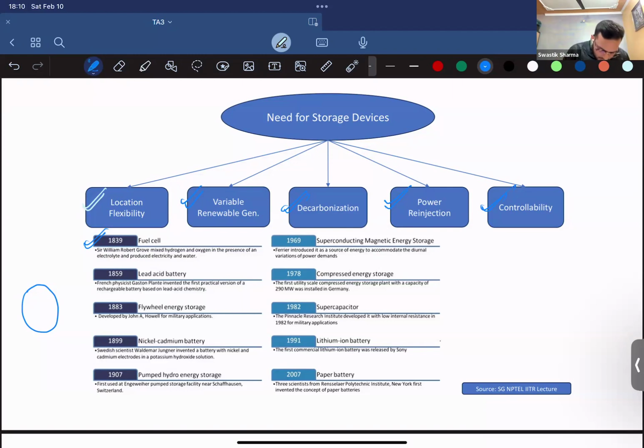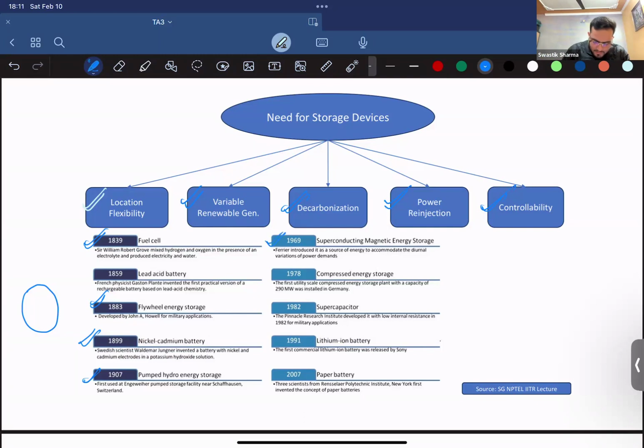Then we went on to make nickel cadmium batteries. Then we started with pumped hydro energy storage. That's what we were discussing at the end last time. Pumped hydro storage are those energy storage mechanisms where you can pump water back to the reservoir when the generation is more, so that it acts as a load, and when generation is less, it can run it through the turbine so as to produce power. But these generally take a lot of land space, so these are generally made at places which are far off from community-based areas or residences.